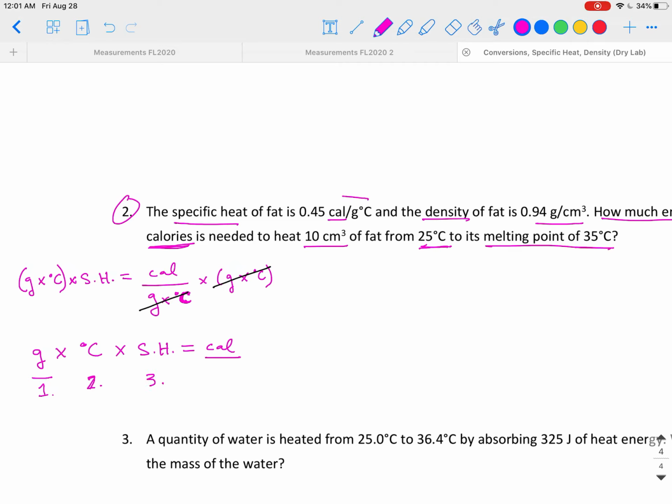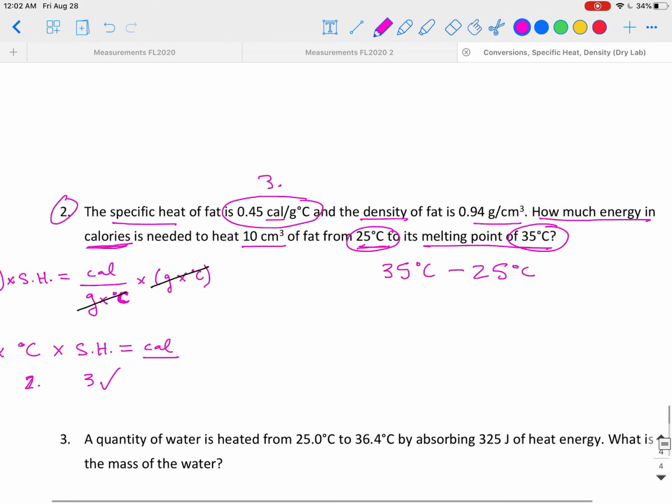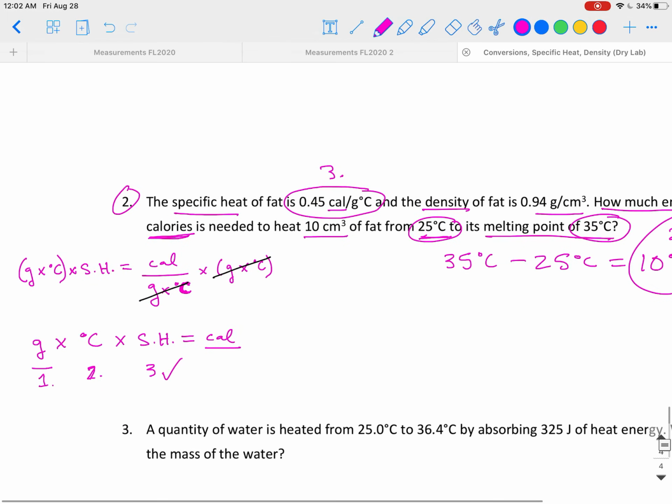So do I have these 3 things? Well, let's read the problem. Here's piece number 3. Okay, so we have the specific heat. Check. What about the change in temperature? 25 to 35. We can calculate the change in temperature: the final minus the initial gives us a change of 10 degrees Celsius. Okay, so here's piece number 2 right there. And so that's a check.